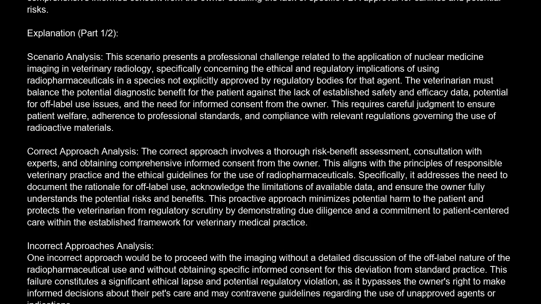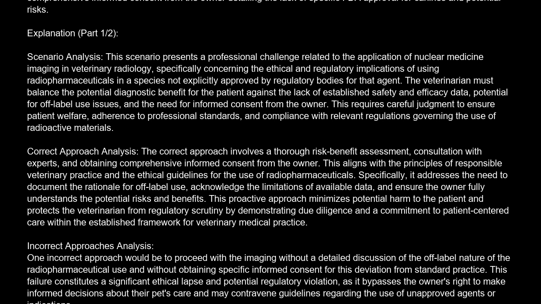The correct answer is C. Proceed with the imaging using the radiopharmaceutical, documenting the rationale for off-label use, and obtaining comprehensive informed consent from the owner detailing the lack of specific FDA approval for canines and potential risks.